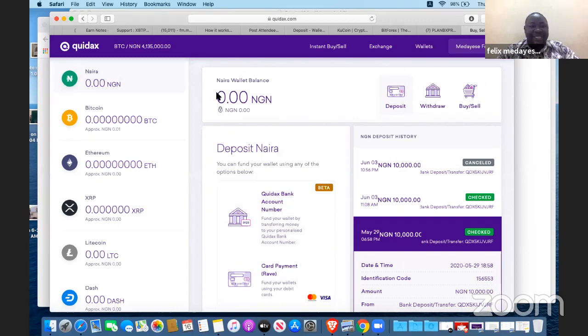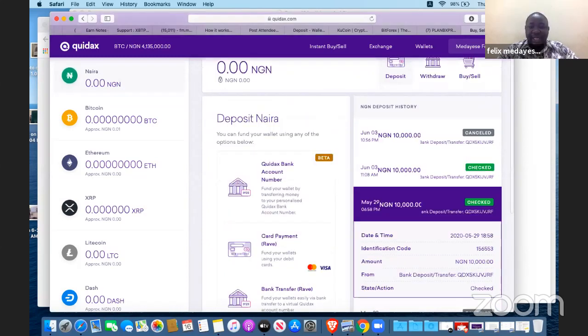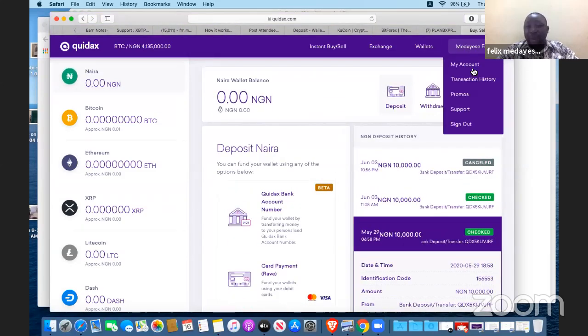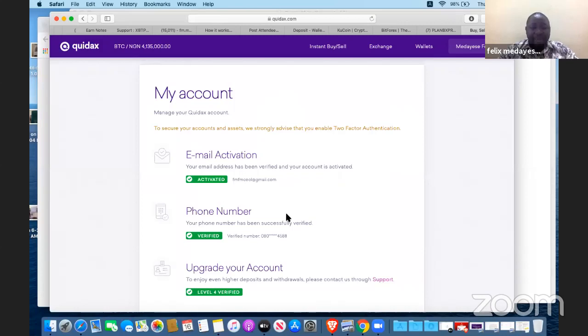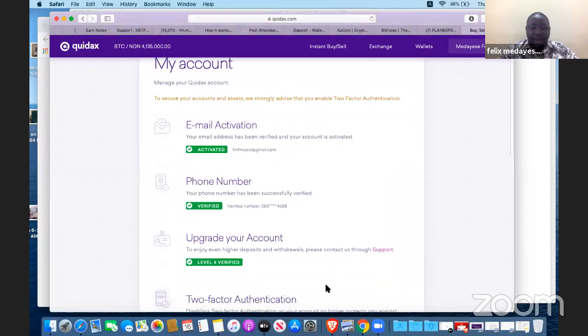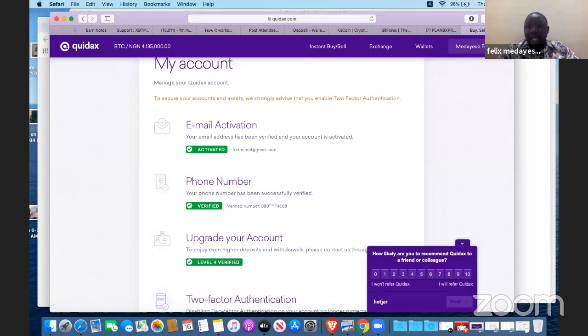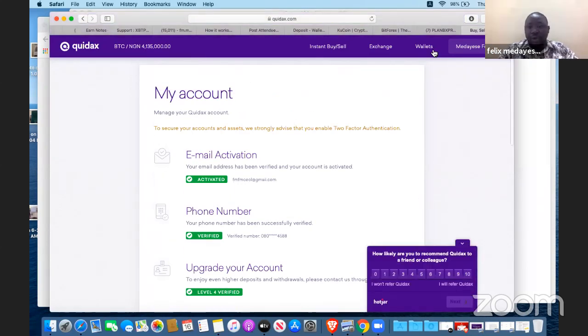Now, one of the fantastic things Quidax has done recently is, look, this is my Quidax account. This my account has been verified from level 1 to level 4. I've done my level 1 to level 4, that is, you have verified your email, you have put in your profile, your phone number has been verified, you have done your BVN verification, you have done your ID card and address verification. Now, anyone who has done this on Quidax has this opportunity.